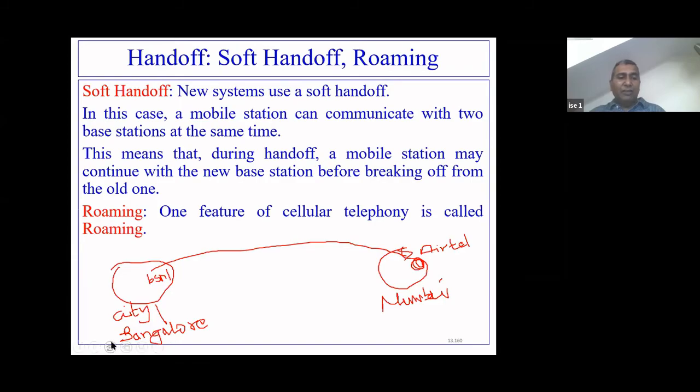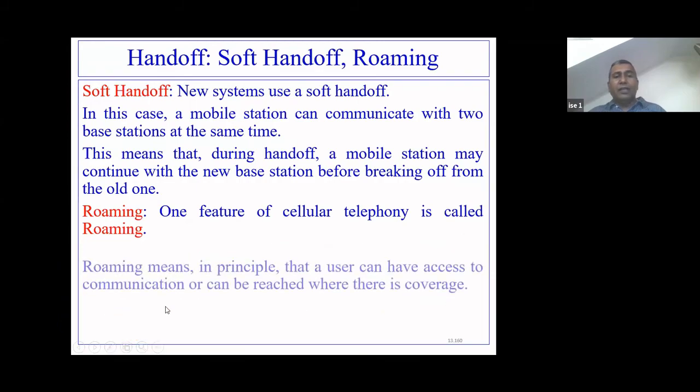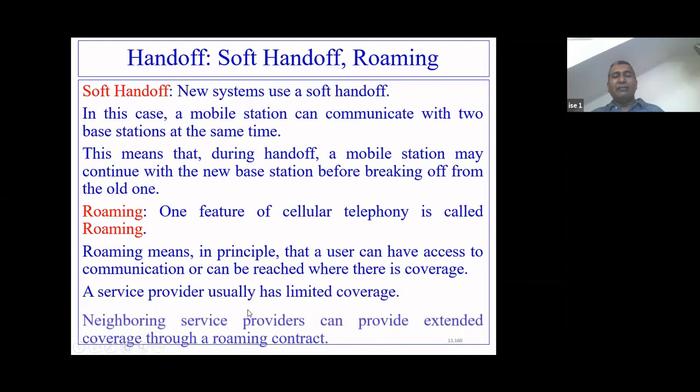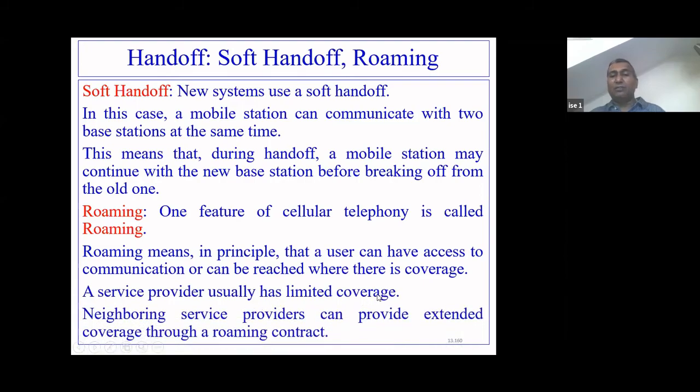So this is the concept of roaming. Roaming means the user can have access to communication and can be reached wherever he is in the coverage area. The service provider usually has limited coverage. So BSNL in a particular area of Mumbai was not having good coverage or no coverage. Limited coverage means good coverage, bad coverage or no coverage. So the neighboring service provider, as I was telling, Airtel, extends that particular coverage through a roaming contract.